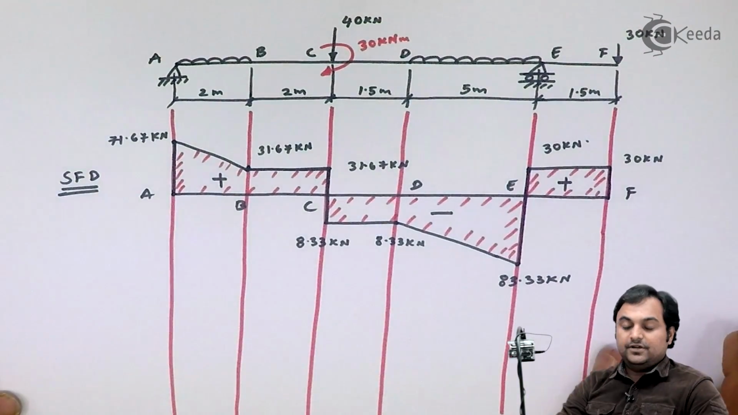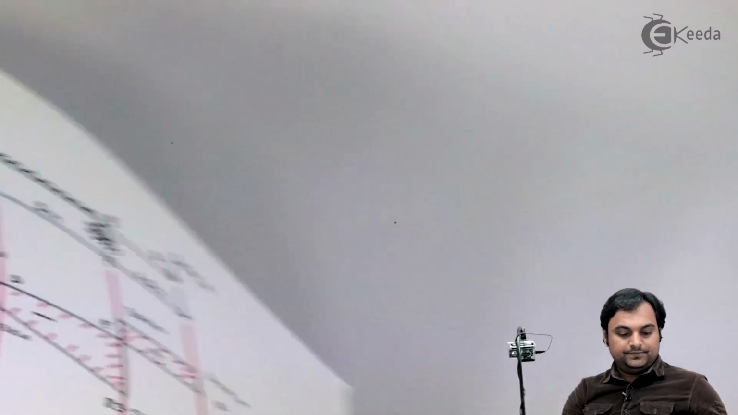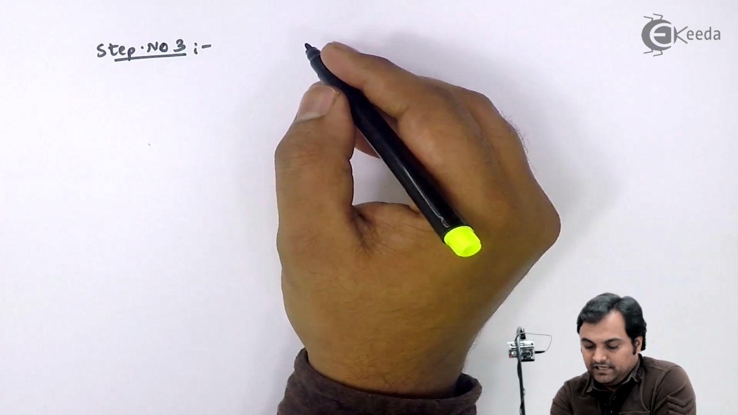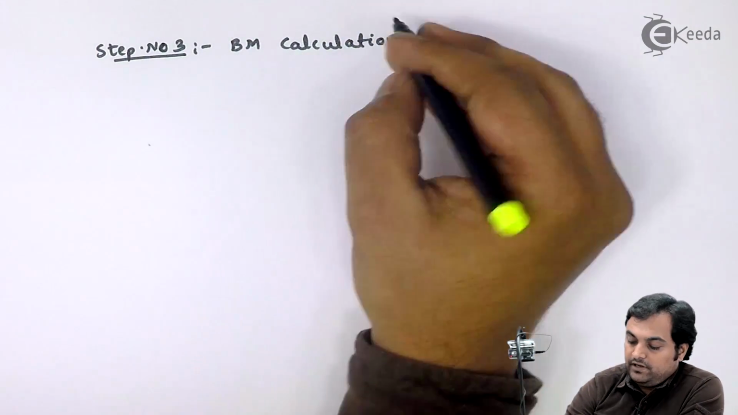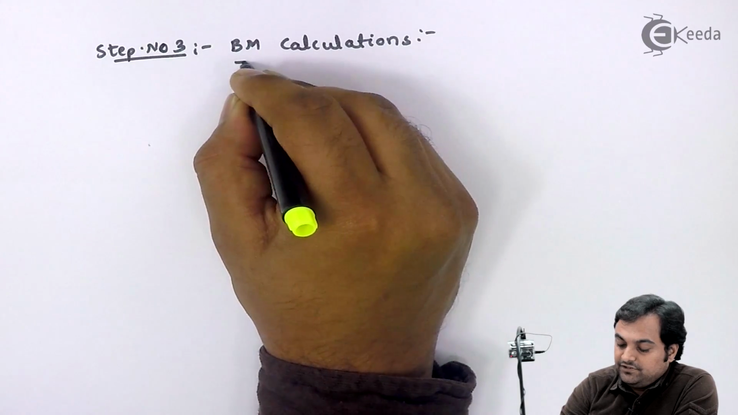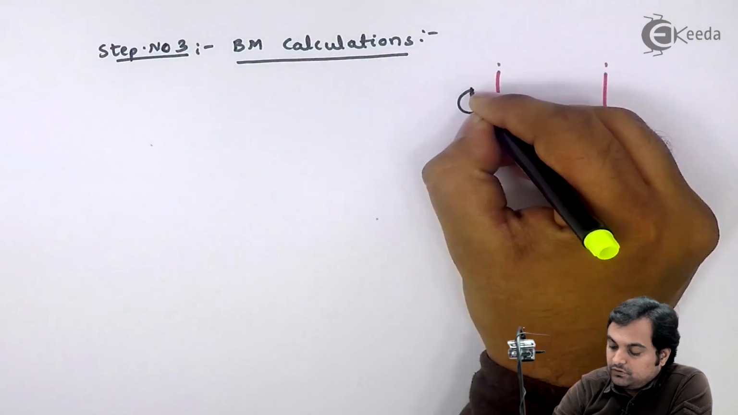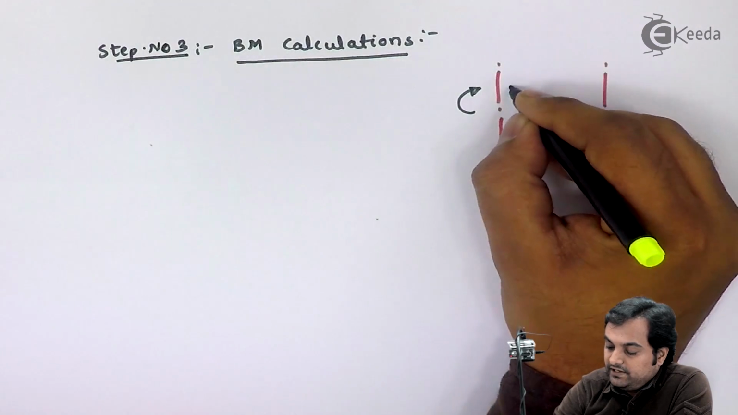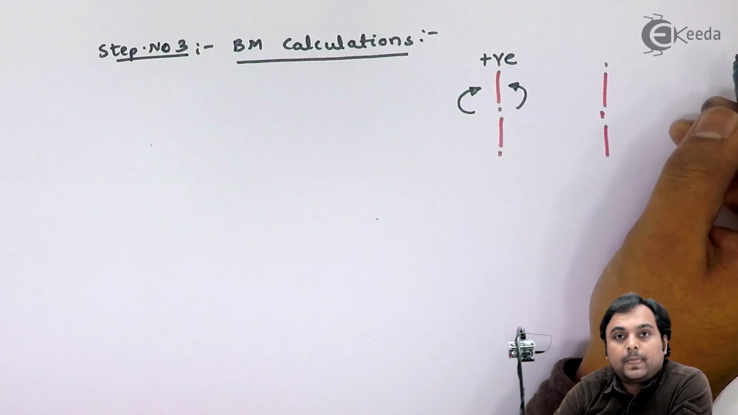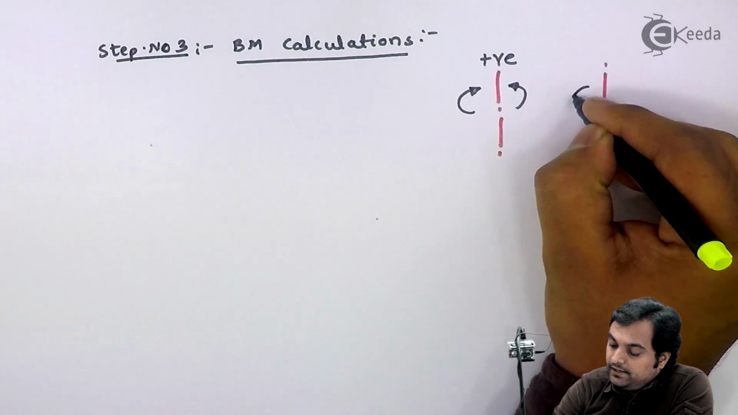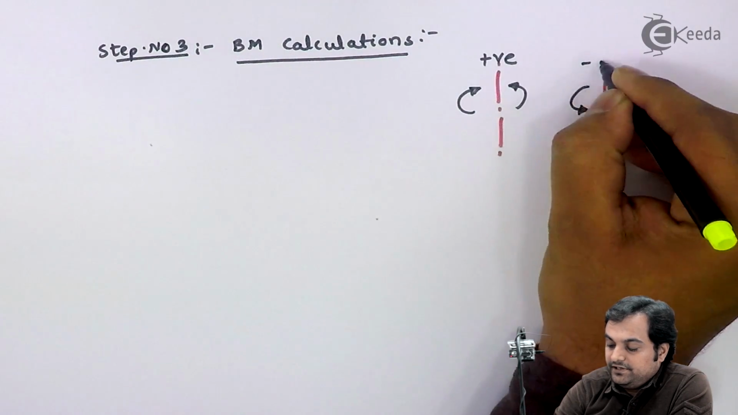And here we complete step number 2. Now step number 3, calculation of bending moment. Here we have bending moment calculations. So now I will be drawing the sign convention first. Clockwise moment to left and anti-clockwise moment to the right, positive. Anti-clockwise moment to left and clockwise moment to the right, negative.